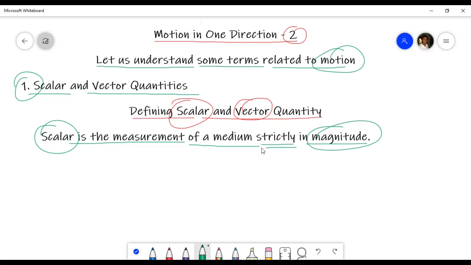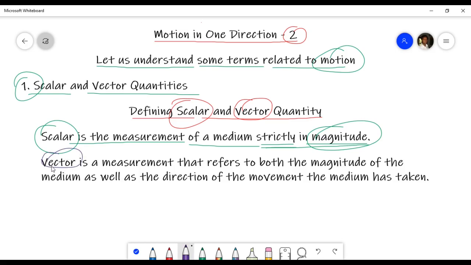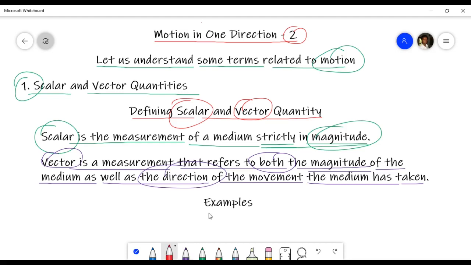I hope you can remember that a scalar quantity describes only the magnitude, whereas a vector is a measurement that refers to both the magnitude and direction. In short, a vector refers to both the magnitude of the medium as well as the direction in which the medium has moved. So I hope you have understood the difference. In very simple terms, scalar describes only the magnitude, vector describes both the magnitude and the direction. Let's see some examples.